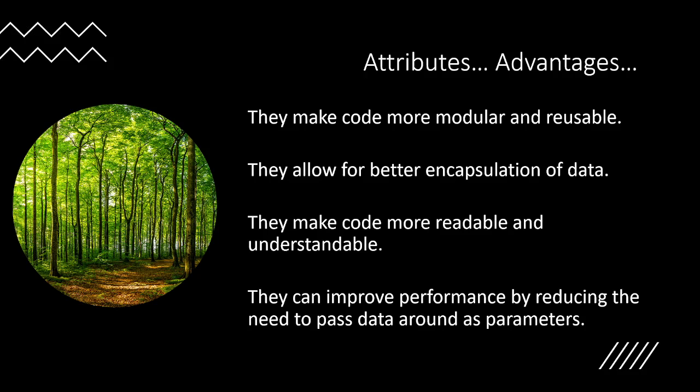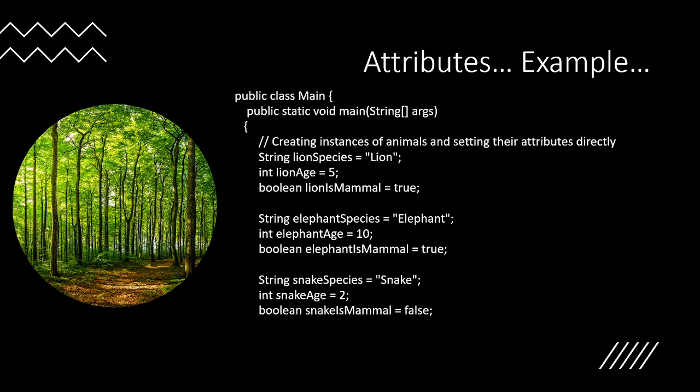Now they can also improve performance by reducing the need to pass data around as parameters. So when you pass on parameters, the copies are formed. So we have to see the memory constraints also. So the proper use of attributes can help you manage your performance also. Okay, so now attributes, let's look at an example.